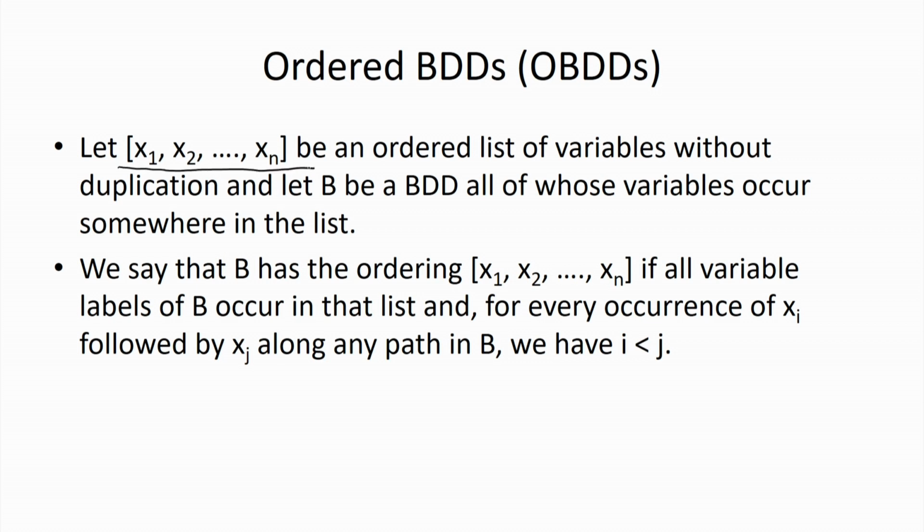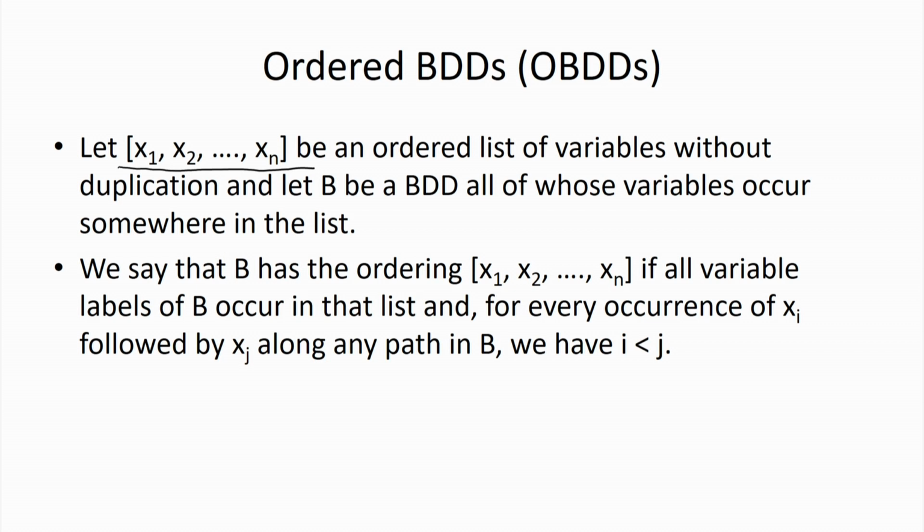Then we are going to create an ordered list of variables without duplications. That means all variables are unique, and we are going to construct a BDD. Let B be the BDD, all of whose variables occur somewhere in the list. Okay. So, in BDDs this variable will occur somewhere in the construction.